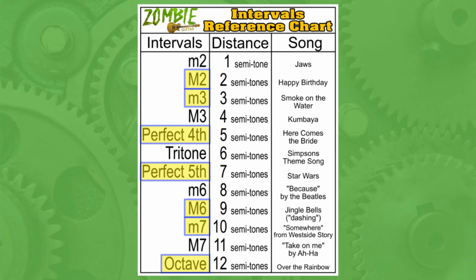We already know what that is. It's Here Comes the Bride. Then we have a perfect 5th. That's Star Wars. Then we have a major 6th. That's Dashing Through the Snow. And then we have a flat 7. So that's another one that we didn't have in the major scale either.